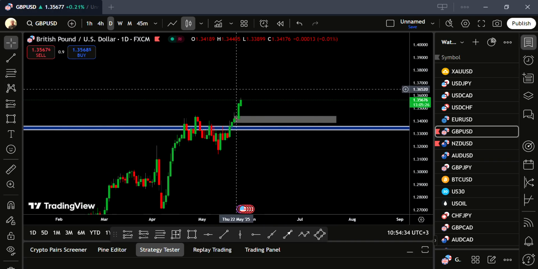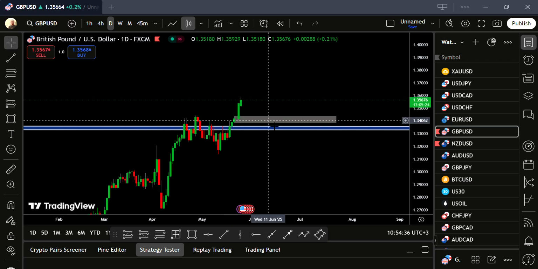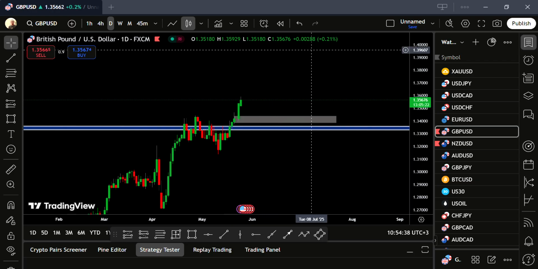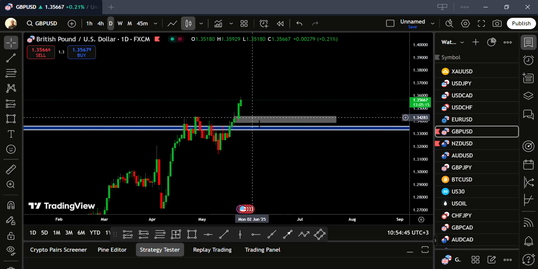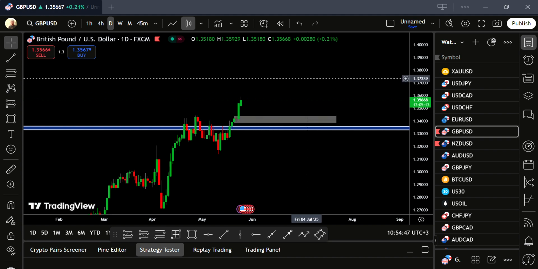So why do we wait? We wait for price to come and test here, and then we send it upside. That is what we are waiting for. Wait for price to come and test here, tap into this demand zone, and then we send it to the upside. That is what is happening.